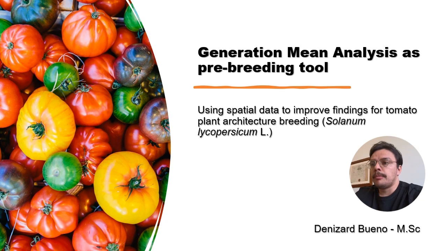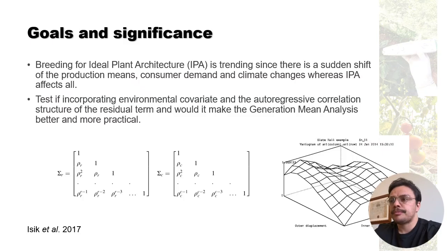Today I would like to talk about applying generation mean analysis to tomato plant architecture breeding and how I'm integrating spatial modeling and environmental covariates to improve genetic inference.